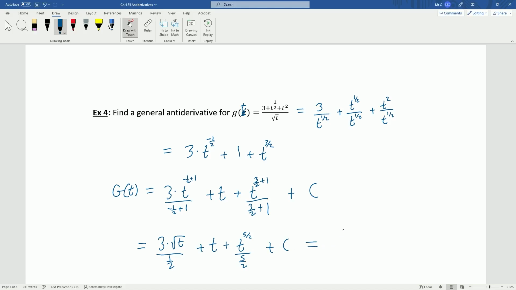And finally, multiplying by the reciprocal instead of having fractions in the denominator, we get 2 times 3 is 6 root t plus t plus 2t to the 5/2 divided by 5 plus c.